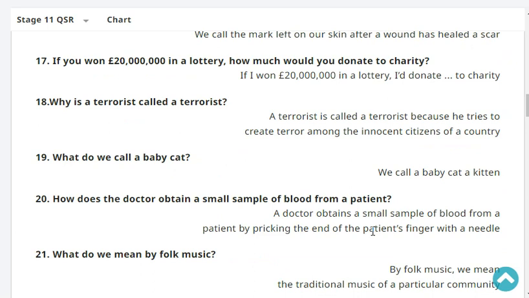Why is a terrorist called a terrorist? A terrorist is called a terrorist because he tries to create terror among the innocent citizens of the country. Very good.